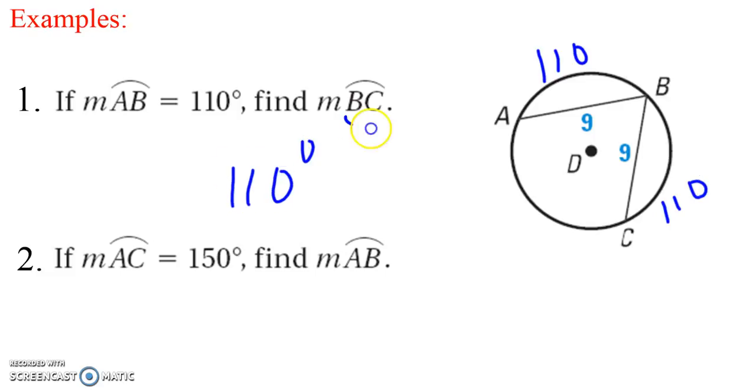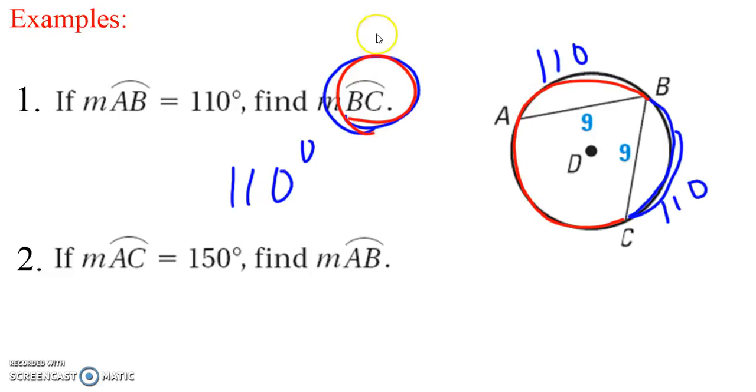Please remember, again, when I'm asking for the measure of an arc with only 2 letters, you know they're asking for this arc instead of this arc, because basically it could be BC going that way, but because it's 2 letters, it's still a minor arc, and that's how you know they want the 110 and not 250.